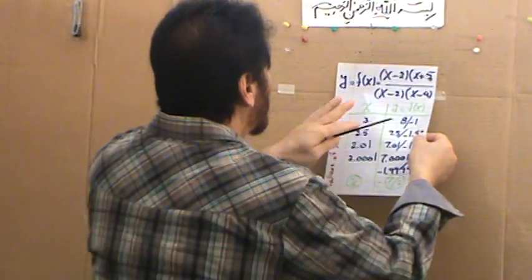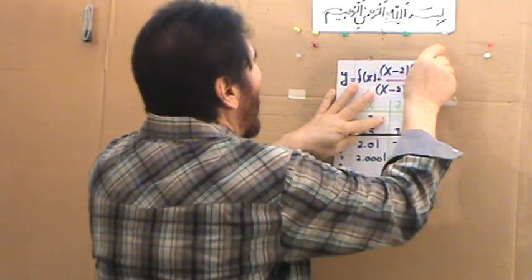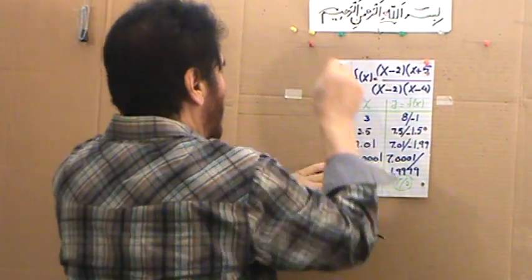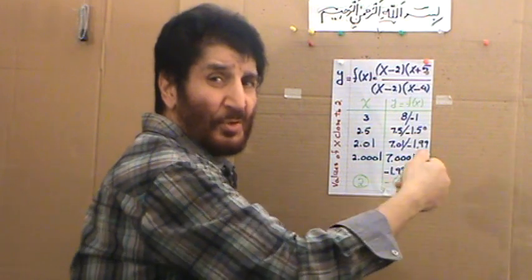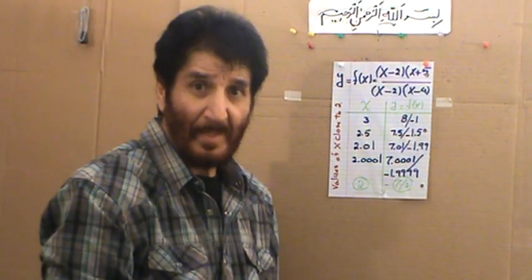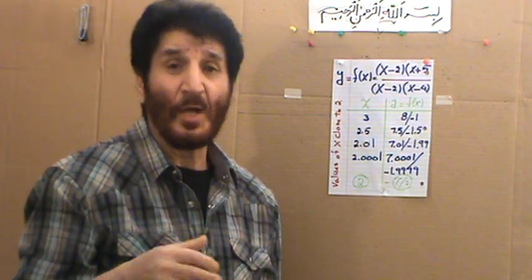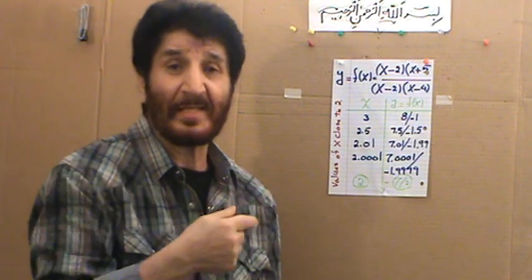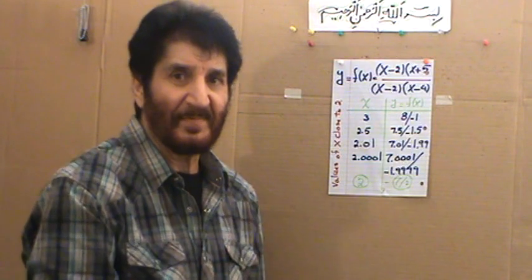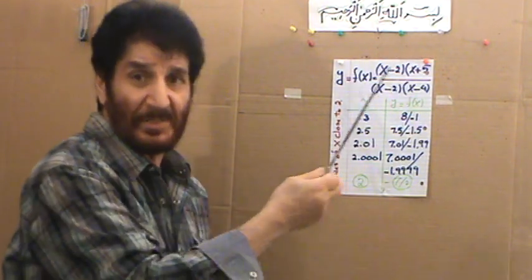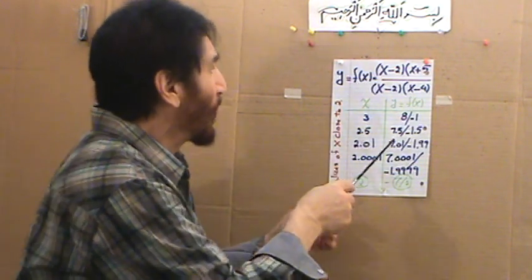Now, I'm approaching 2 on my number line, let's say. This is my number line, and this is 2. I'm approaching 2 from the right-hand side. And I leave it to the students as homework to make a chart similar to what I have made, but approaching 2 from the left-hand side. Let's see what I mean by right-hand side and left-hand side. First, I started from 3. 3 is to the right of 2. And I give it to the value of the function. Now, look what happens.